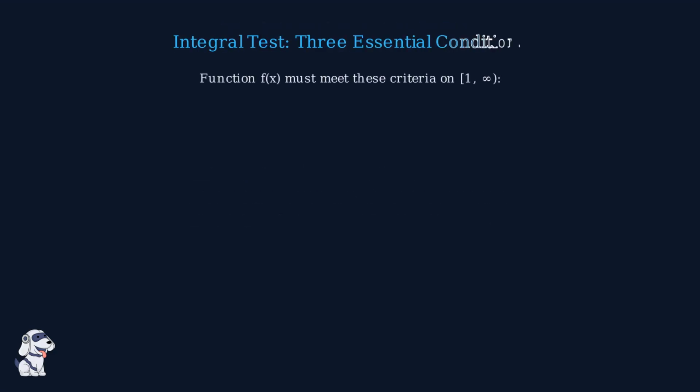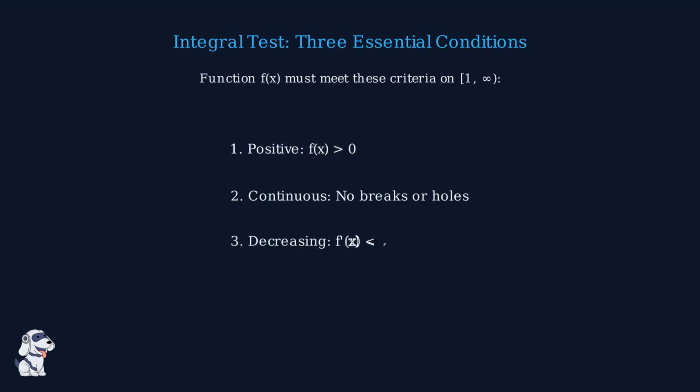Before applying the integral test, you must verify three critical conditions for the function f of x. The function must be positive, continuous, and decreasing on the interval from 1 to infinity. Failing to verify even one of these conditions can lead to incorrect conclusions about whether a series converges or diverges. Always check these criteria first. Verification is not optional. It is the mathematical foundation required to bridge the gap between discrete series summation and continuous integration.